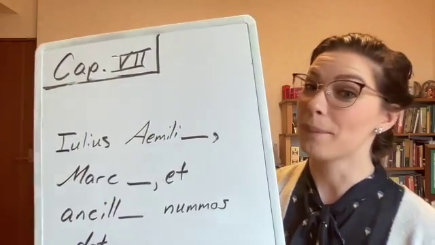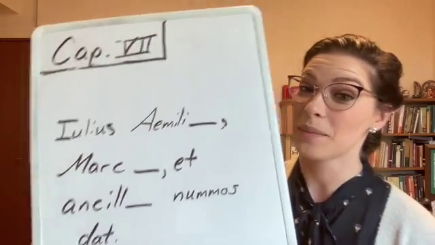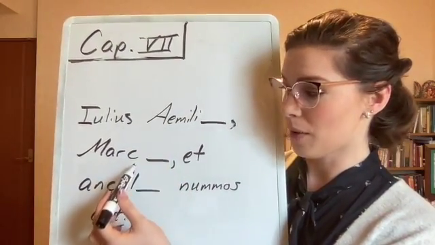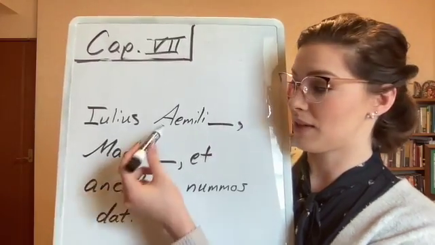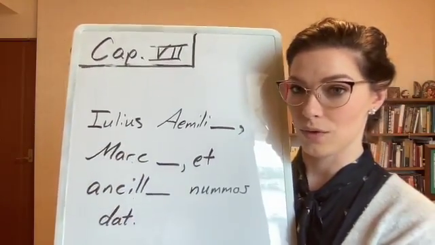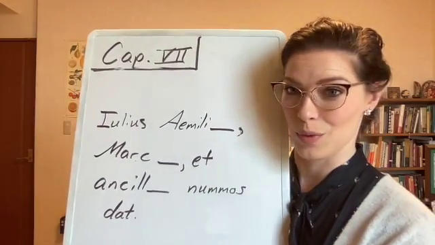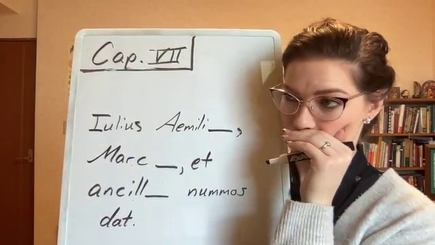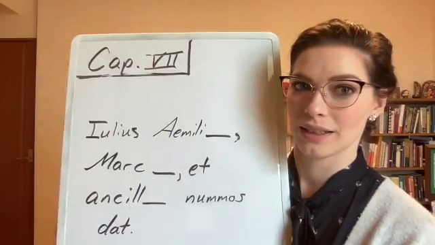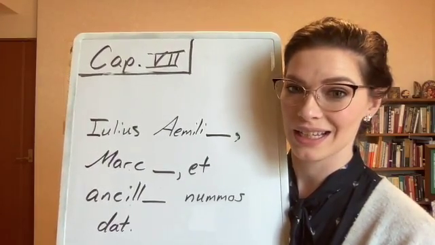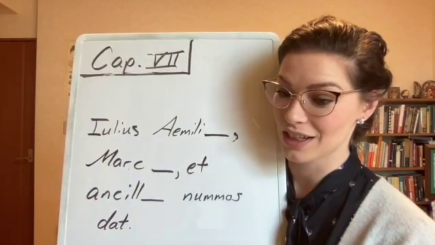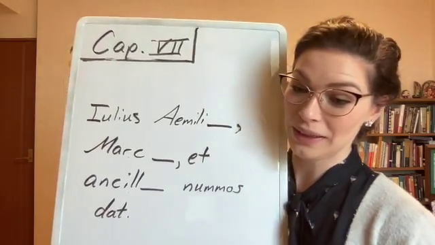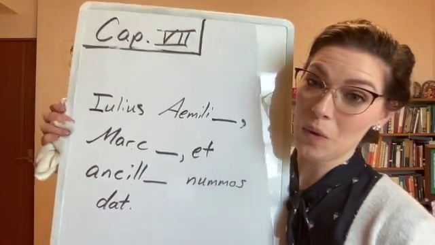Julius Aemiliae blank, Marco blank, et ancillis blank, nummos dat. So Julius is giving a coin to Aemilia, to Marcus, and to the maidservants. So we have singular, singular, plural. I will give you a few extra seconds on this one because that is more. It's three endings. Hint, it's the three endings that we just learned. All right. 10, 9, 8, 7, 6, 5, 4, 3, 2, 1.